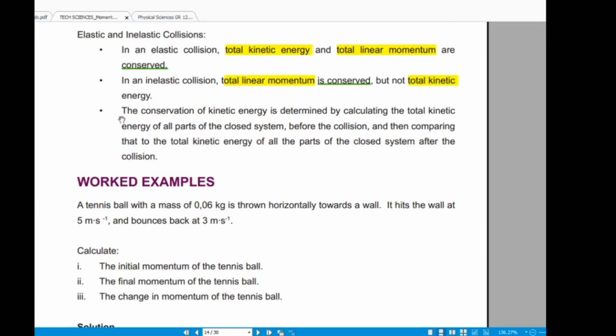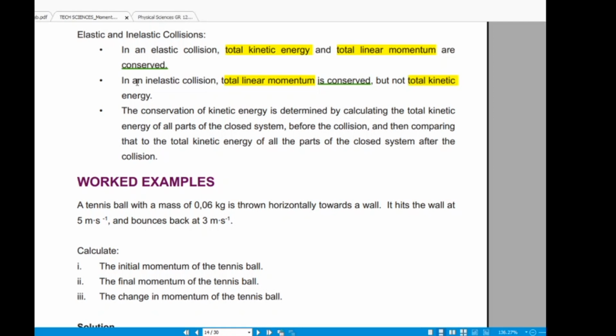So the conservation of kinetic energy is determined by calculating the total kinetic energy of all parts of the closed system before the collision and then comparing that to the total kinetic energy of all parts of the closed system after the collision. So nabakhuluma nge-principle of conservation of linear momentum nama elastic and inelastic collision, consider the situation before collision and after collision, right?